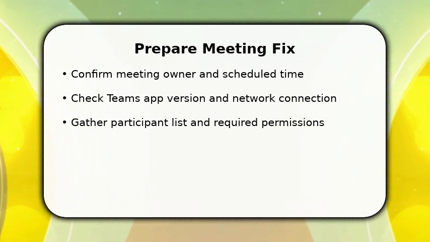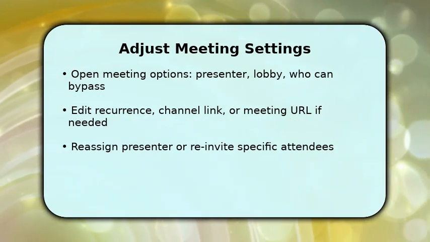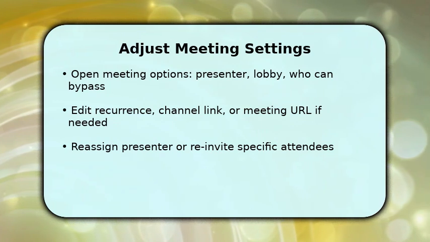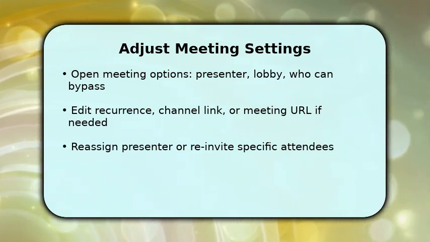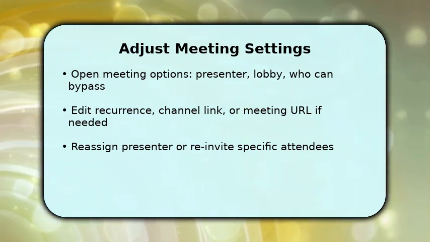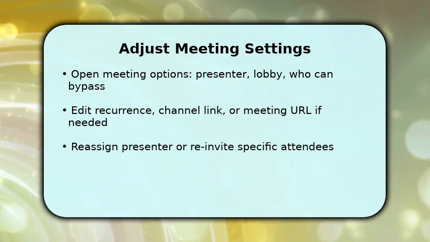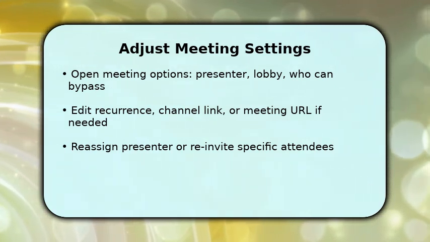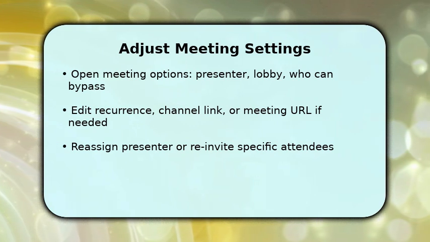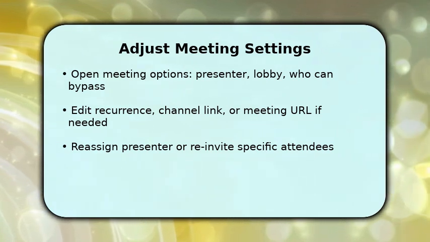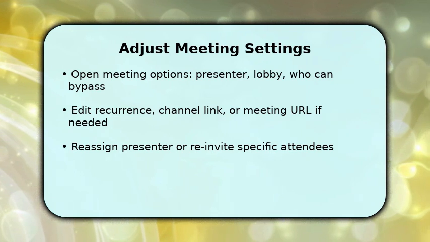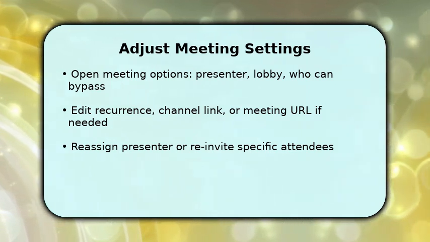Next, dive into meeting options and change presenter rights and lobby settings because control issues often block fixes. Once done, edit the meeting link or channel target if attendees report incorrect links and update recurrence if the schedule changed. You should reassign a presenter or resend invites to specific attendees so they receive fresh permissions. This resolves most access problems.